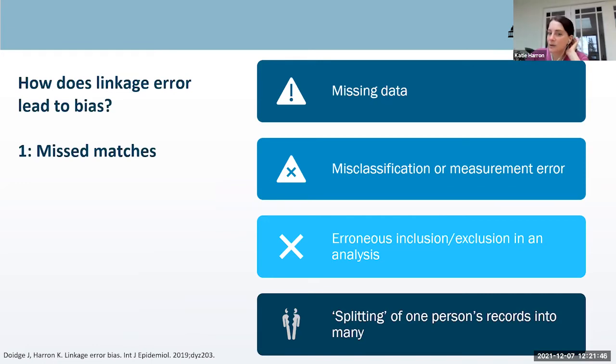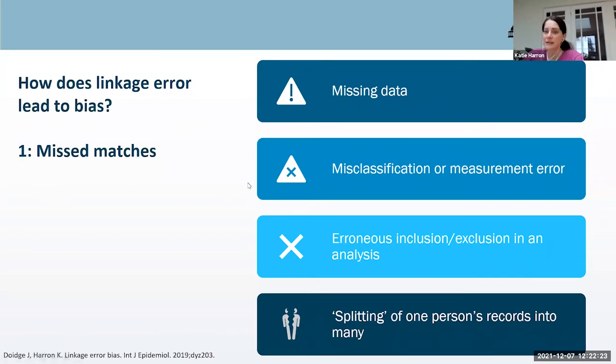So the potential bias will therefore be determined by whether that missingness or the linkage error is at random, or whether the linkage errors are concentrated in a particular subgroup. The way that this will manifest in terms of bias depends on how we handle that missing data, as in any other study. For example, only including linked records in an analysis would be analogous to a complete case analysis and would result at the very least in a reduction in statistical power.